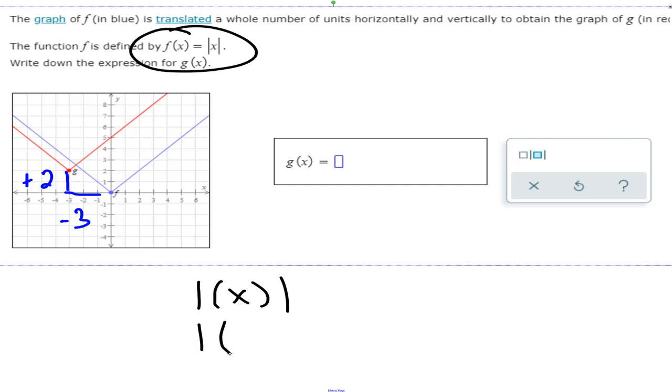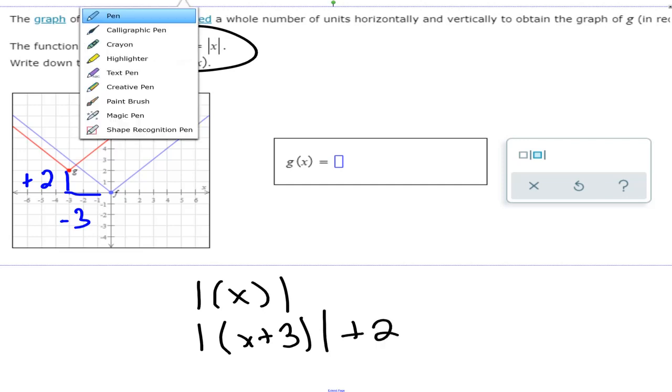Now the x was -3. The x values, I'm always going to do the opposite of whatever it says. So if it was -3, I'm going to do +3. And that's going to be inside the parentheses with the x. And then the +2 is on the y, and that is on the outside. So that's +2. And that is my answer.